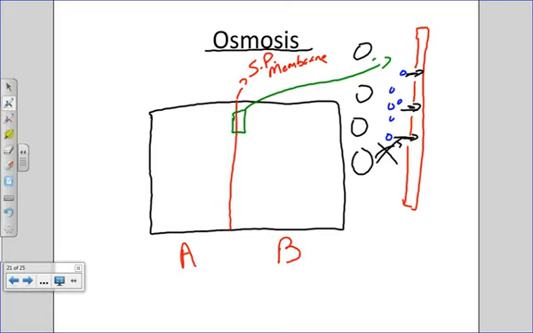There has to be permeability. Now number two, we have to take a look at the concentration of water. This is where people tend to get mixed up. So let's take a look at these proteins here.